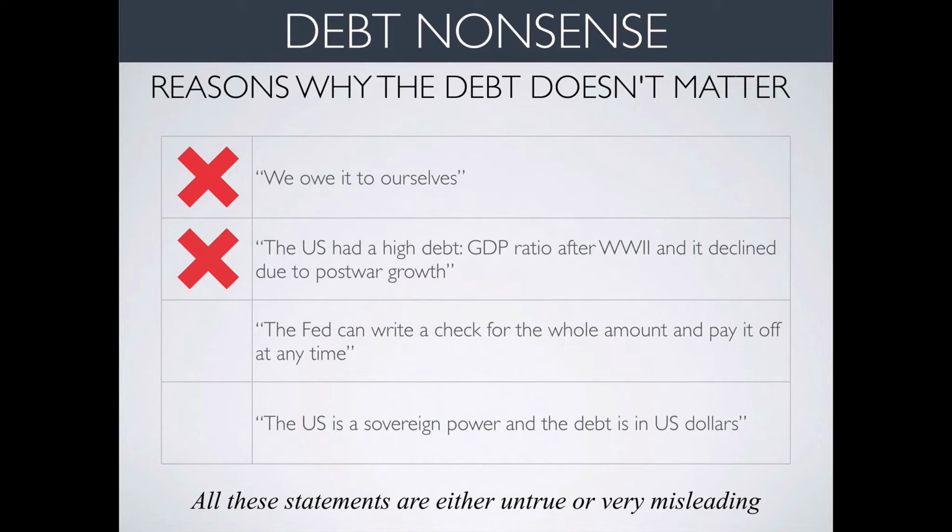All right, what about the next one? The Fed can write a check for the whole amount and pay it off at any time. Well, this is one of these things that is technically true but very misleading, right? Yeah, they could pay it off. That's true. The Fed could write a check, and by doing so, they would create money out of thin air, and they would then pay whoever owns that debt.